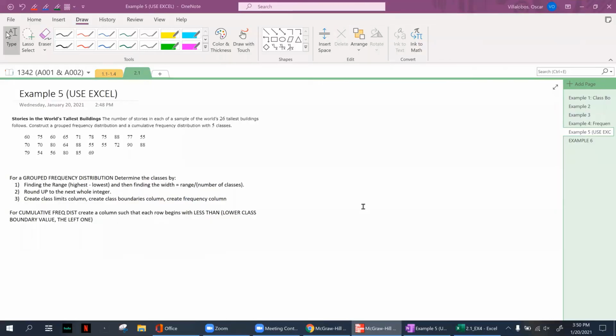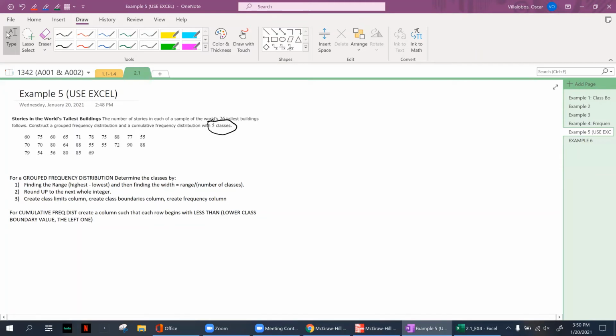With this problem, the question is: the number of stories in each of a sample of the world's 26 tallest buildings follows. We need to construct a grouped frequency distribution table and a cumulative frequency distribution with 5 classes. This here is going to be very important.